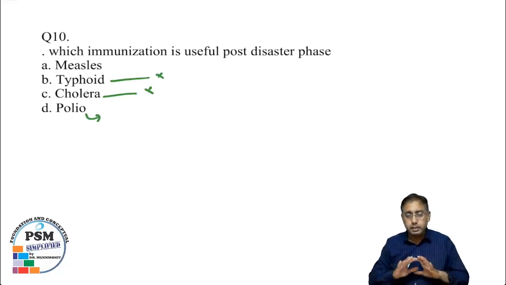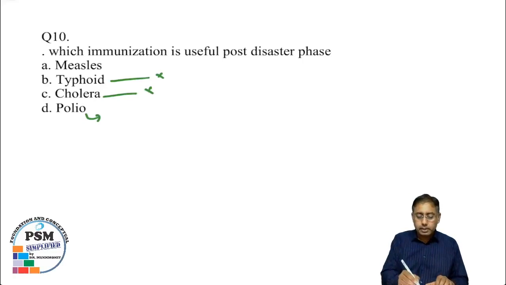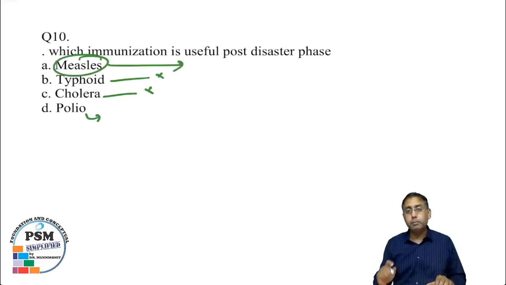So therefore it's a universal mandate in the disaster phase to do very close surveillance and monitoring for the measles vaccine. It's a very important vaccine that should not be missed out.